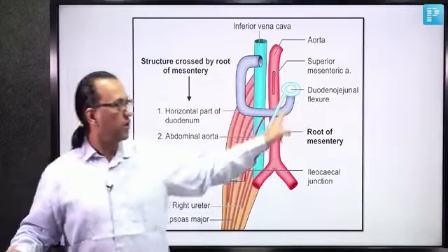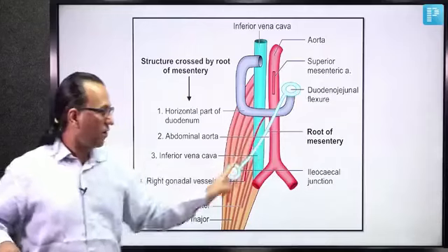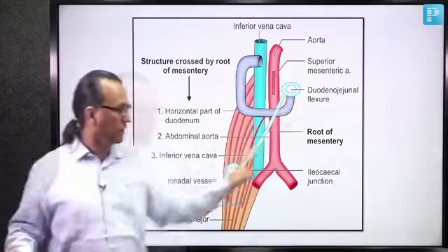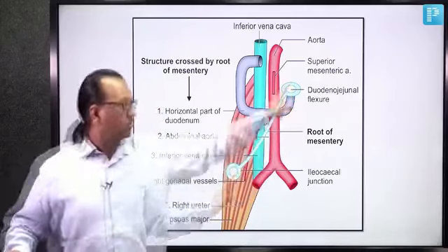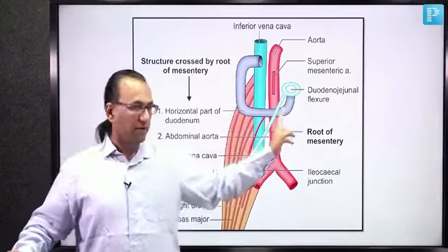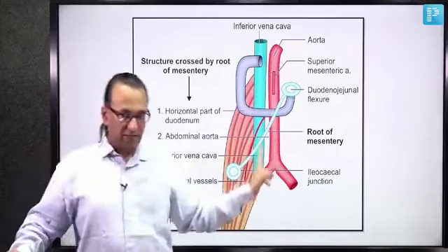This is the C-shaped duodenum after rotation. It has 4 parts here, and the root of mesentery, or the base of mesentery, crosses the third horizontal part of the duodenum anteriorly. There is a question asking, the root of mesentery crosses which structures anteriorly? And your answer is the third horizontal part of the duodenum, and the abdominal aorta on the left side of the midline, and the inferior vena cava on the right side of the midline.